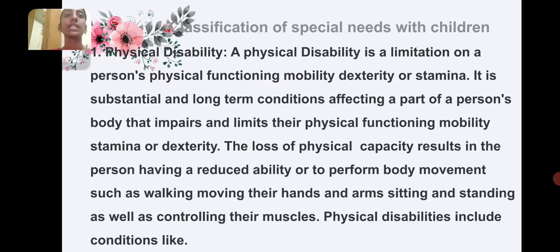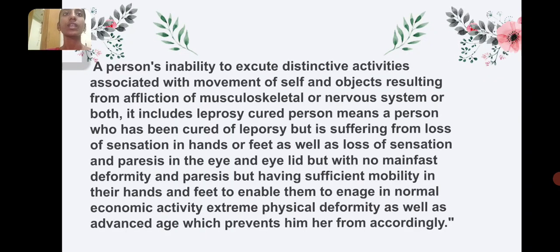Physical disability includes conditions of the life. Next one, the locomotor disability. This means disability of movement and self-objective activities resulting from muscle, skeletal and nervous system conditions, or both.